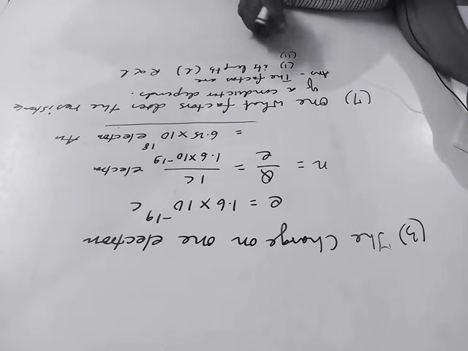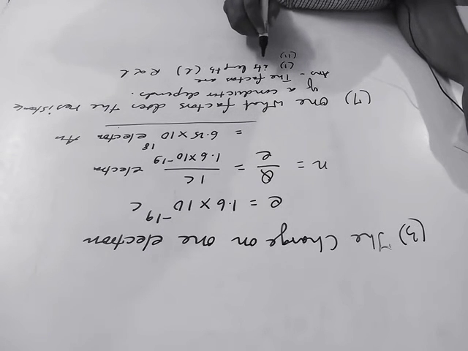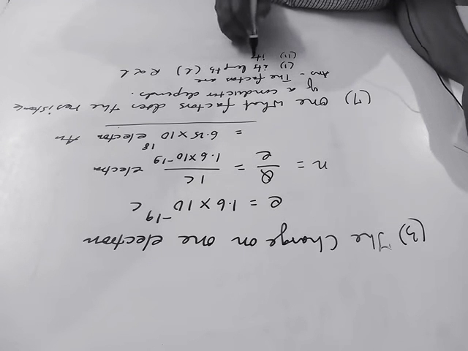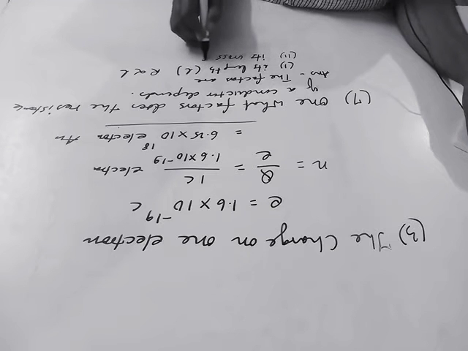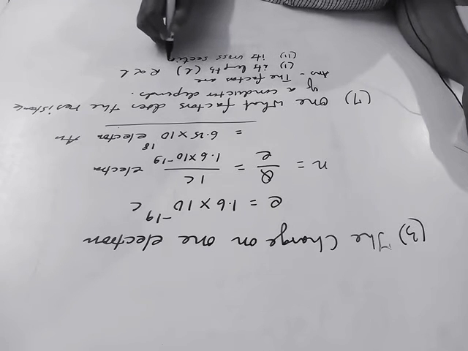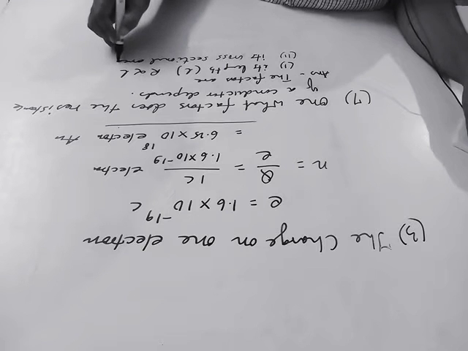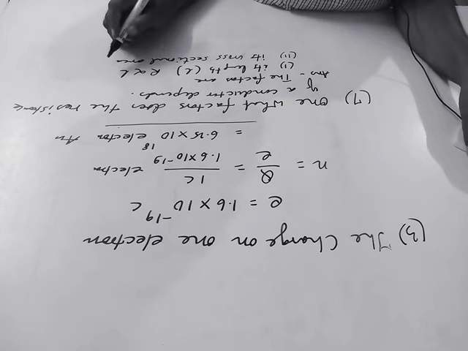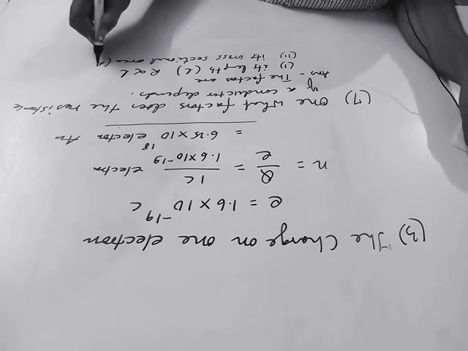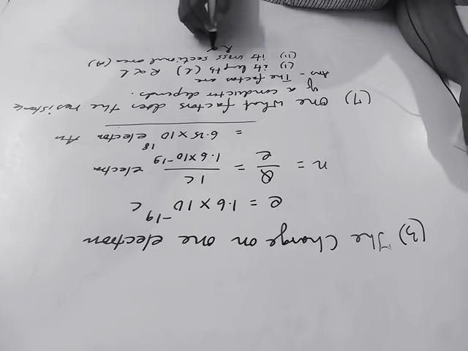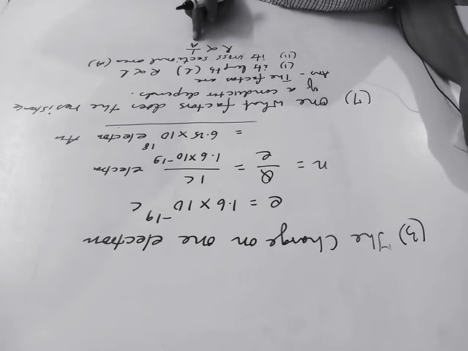Now number 2, its cross-sectional area. How does it depend on cross-sectional area A? R is inversely proportional to 1 by A. Means when the cross-sectional area is more, R is less. When the cross-sectional area is less, R is more.